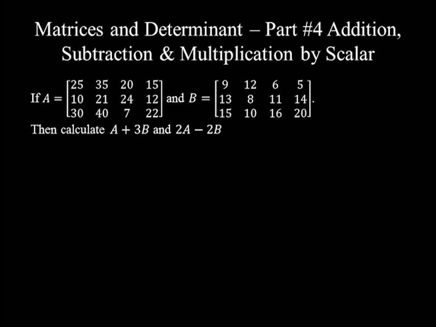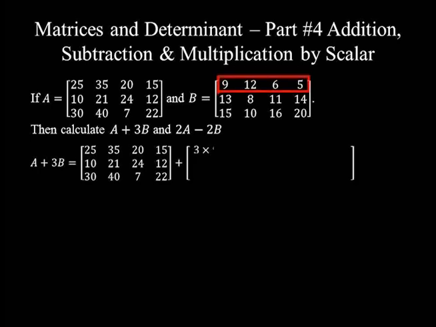So the addition is possible because the matrices have the same order, and subtraction is possible because the matrices are the same order. Let's start with A plus 3B, which is equal to A, meaning matrix A as it is, and 3 times B means multiply each element of matrix B by 3.